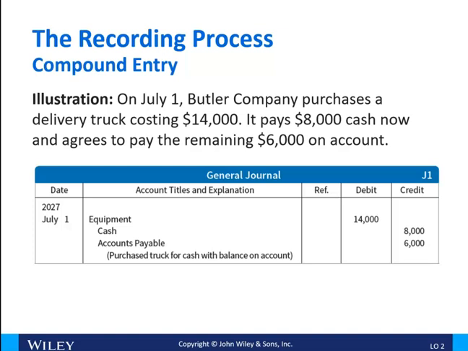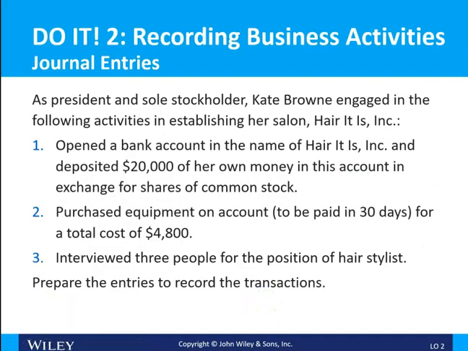So do assets equal liabilities plus stockholders' equity in this transaction? They do, because we're increasing assets $14,000. But since we paid cash, we're decreasing an asset $8,000. So our net increase in assets is $6,000. We put a credit to accounts payable, so we increased the liability. We increased that by the $6,000. So debits equal credits, and our accounting equation, assets equal liabilities plus stockholders' equity still holds.